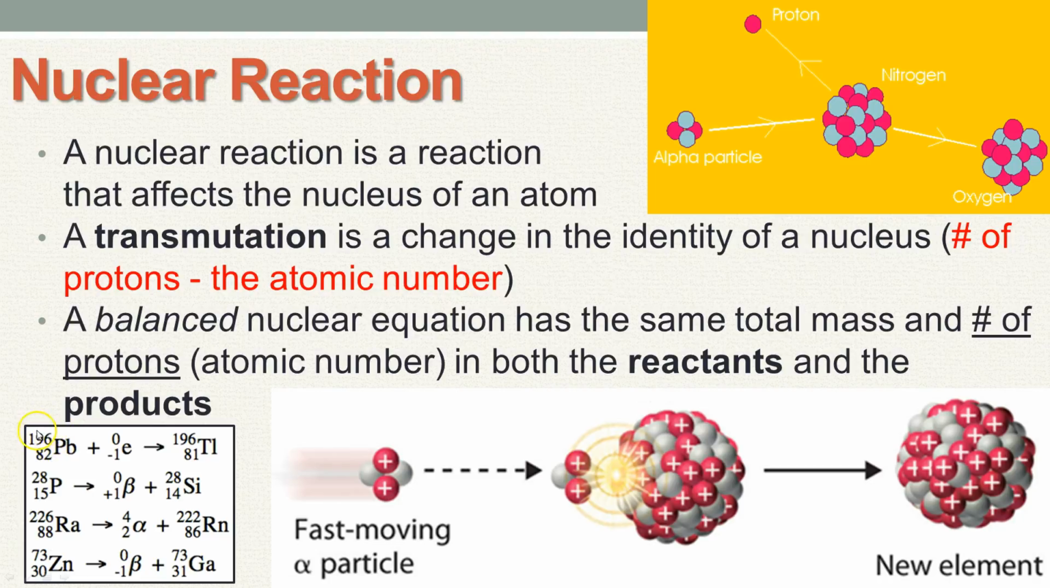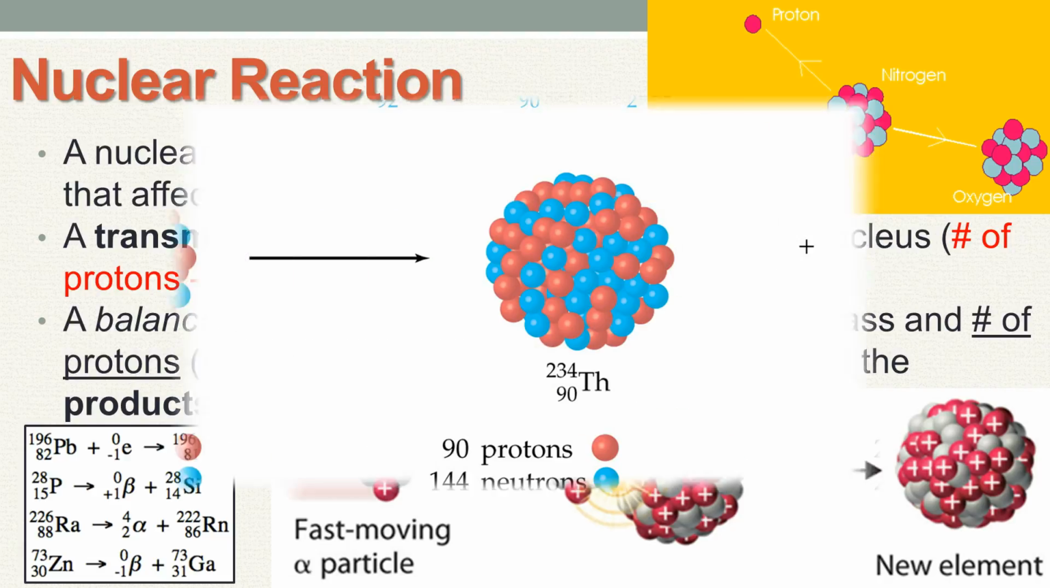But look at this total mass. It doesn't change. 196, that's my protons plus neutrons at the beginning, is the same at the end. 28 protons and neutrons at the beginning. Even after it spits out a positron, you still have the same rough mass at the end. 226 is 222 plus 4, 73 is 0 plus 73. So those numbers of protons might be switching a little bit between reactants and products, but the total mass doesn't change. That's the law of conservation of mass at work.